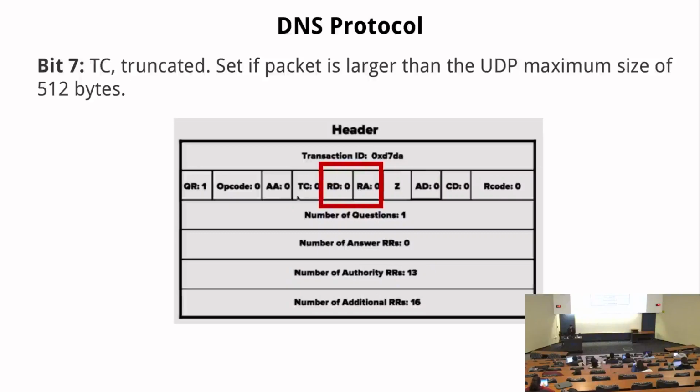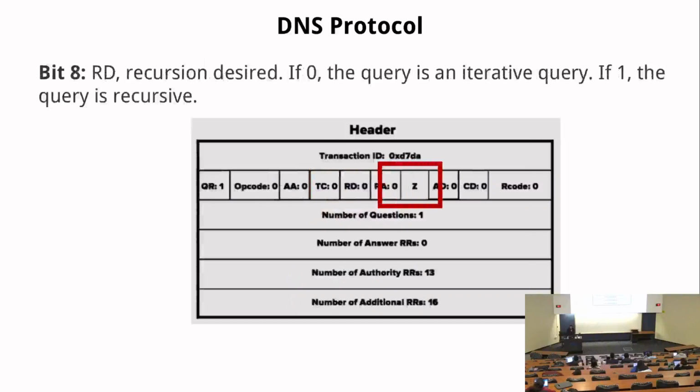Then there is also a truncate field, used if the packet is larger than the UDP maximum. Maybe, for example, the number of authority returned records is too many. There are too many records. One UDP packet cannot contain it all. Then we need to set this.